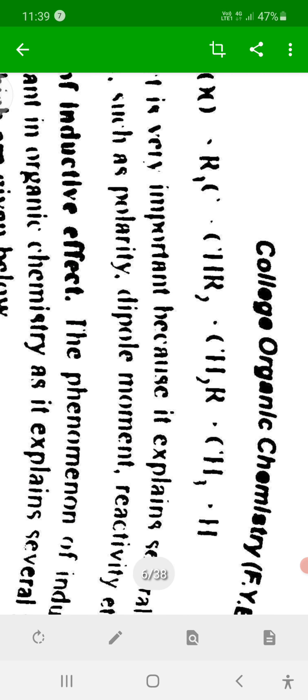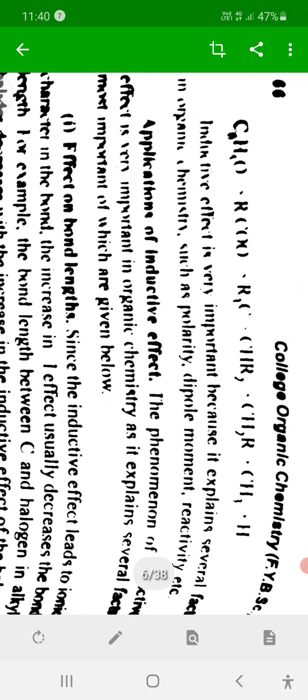Then here also they show some examples of plus I effect: C6H5O, that is phenoxy group, RCOO, then R3C, CHR2, CH2R, then CD3. All those groups are able to show that plus I effect, that is donating inductive effect.